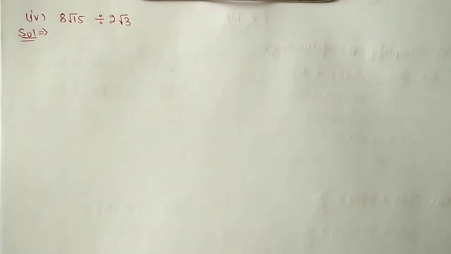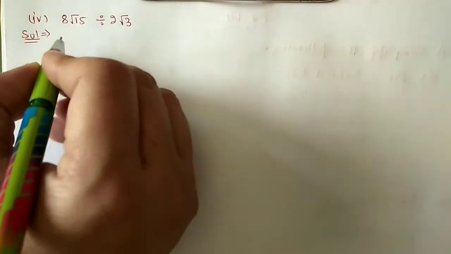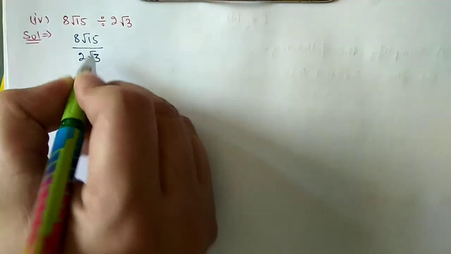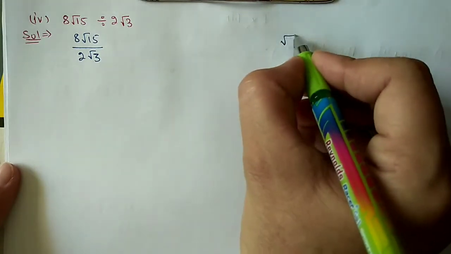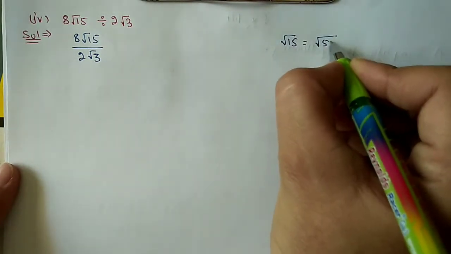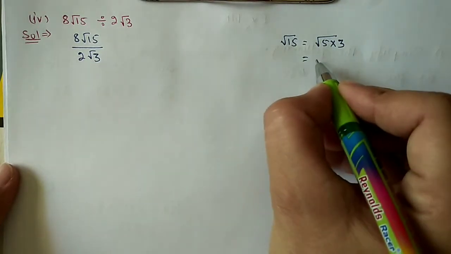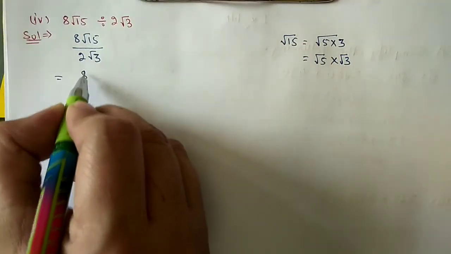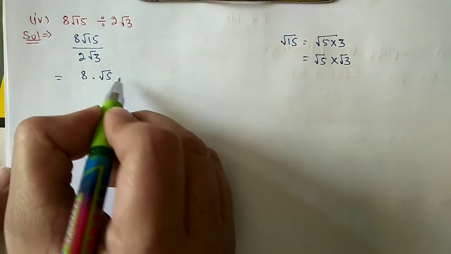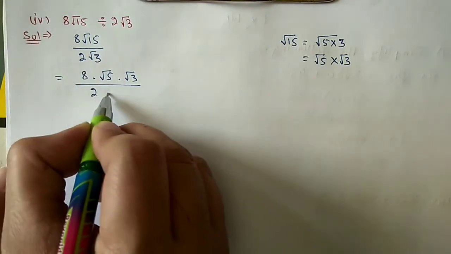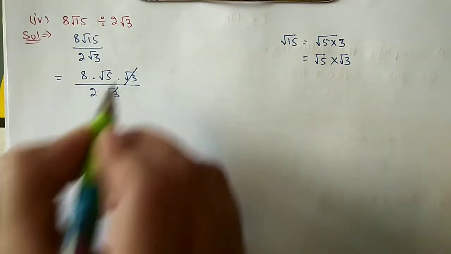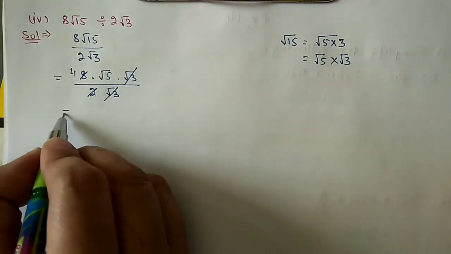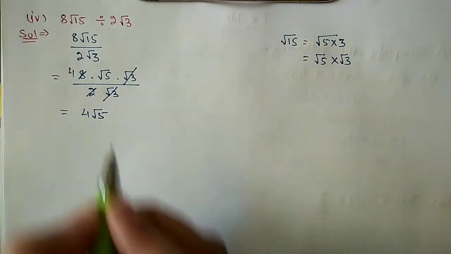Next, fourth part, 8 root 15 divided by 2 root 3. So 8 root 15 we have to divide by 2 root 3. This root 15 we can simplify a little more. Root 15 we can write as root of 5 into 3, which we can write as root 5 into root 3. So we will replace it. We can write it as 8 into root 5 into root 3 divided by 2 root 3. You can see root 3 and root 3 we can cancel out, and 2 and 8 also we can cancel out 4 times. So our answer here is 4 root 5.